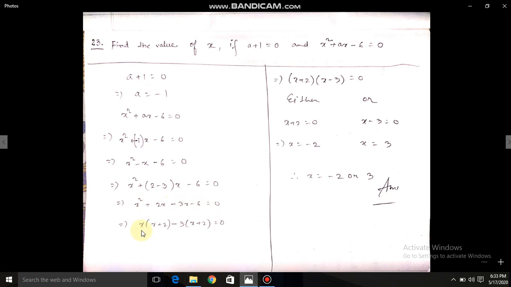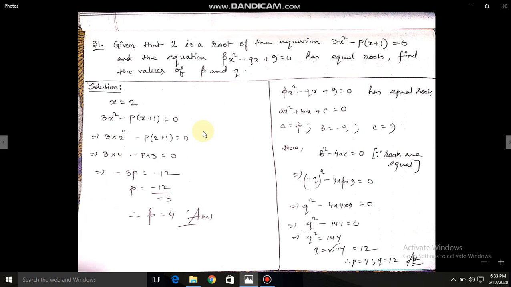If we take x common, it will become x plus 2, and if we take minus 3 common here, it will become x plus 2. So it will be x plus 2 into x minus 3 is equal to 0. So either x plus 2 is equal to 0 or x minus 3 is equal to 0. So the value of x is either minus 2 or 3. Okay. Now we will move to question number 31.